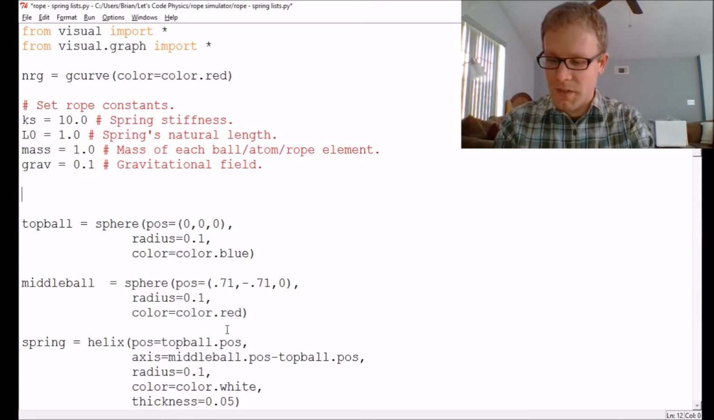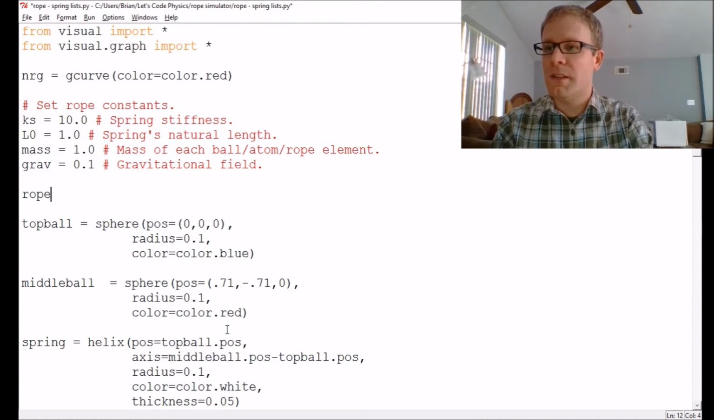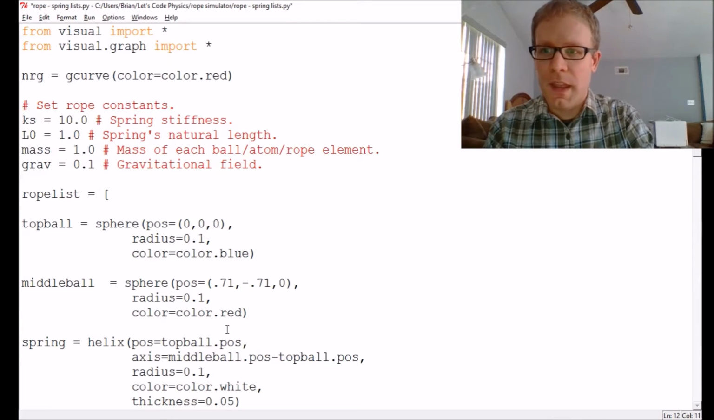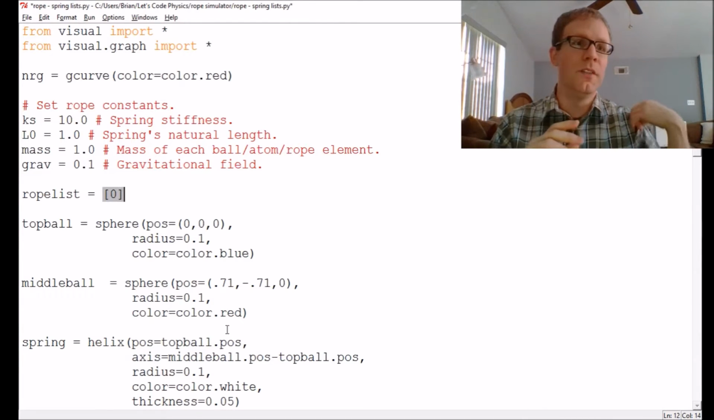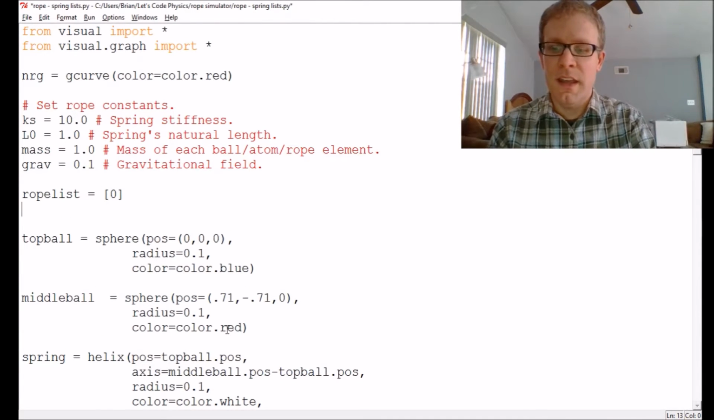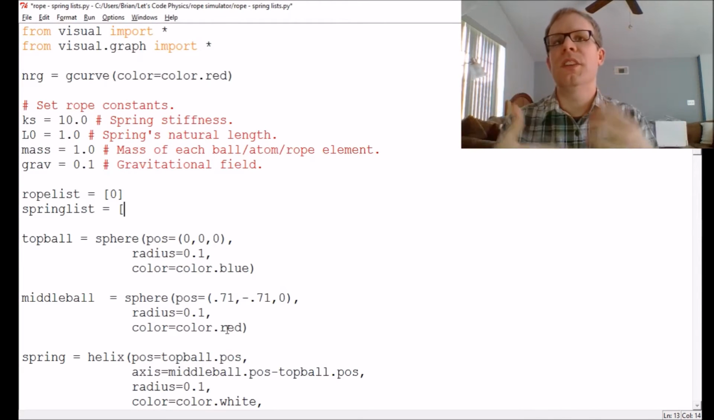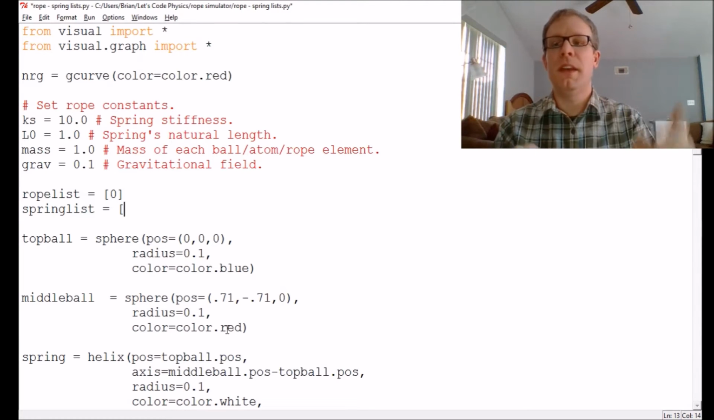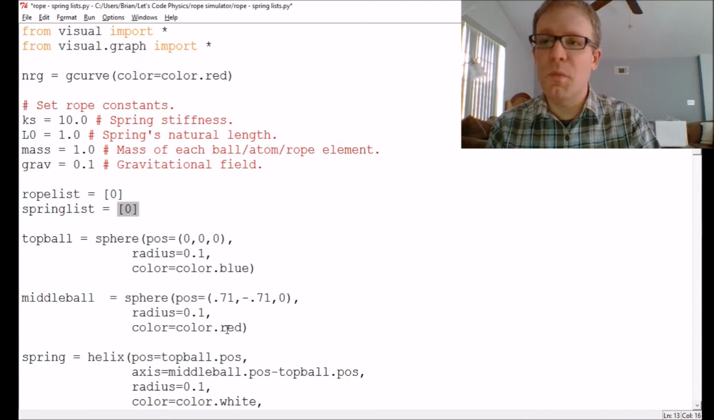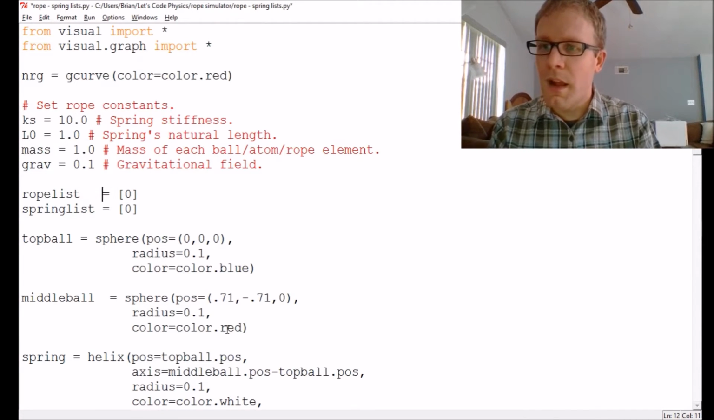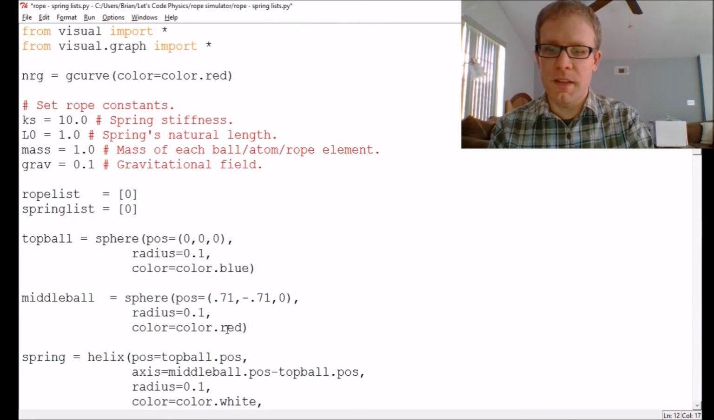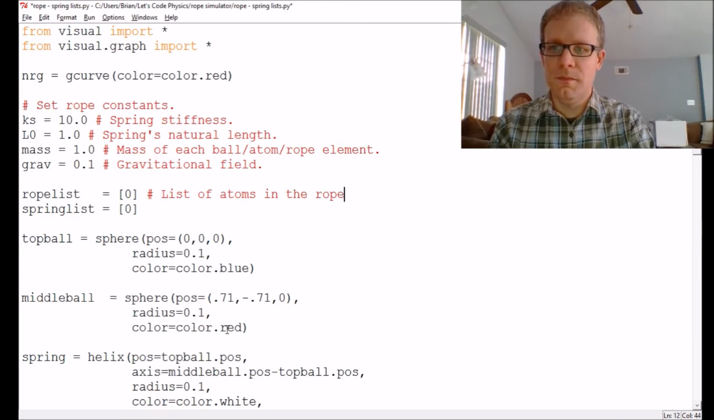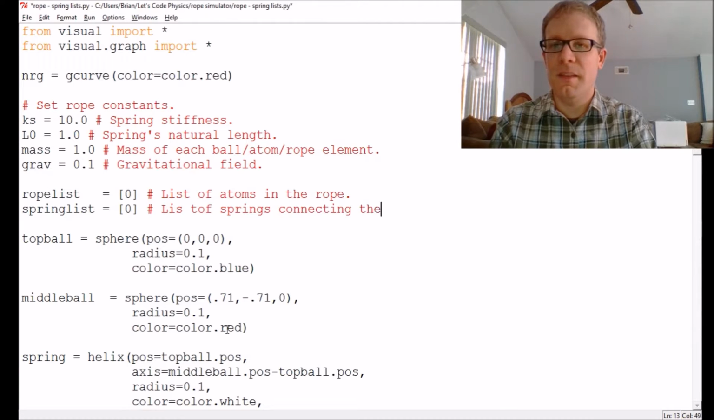So what I'm going to do is I'm going to end up creating a few lists. I'm going to have a rope list. And I always like to initialize my lists with zeros. VPython starts counting lists at 0, which is a little bit counterintuitive to us. So I just make the first element 0, and then I just append all the other elements. And we're going to have a spring list. So this is going to be the list of atoms in the rope. And this is going to be the list of springs connecting the atoms.